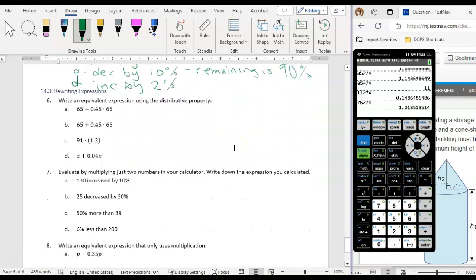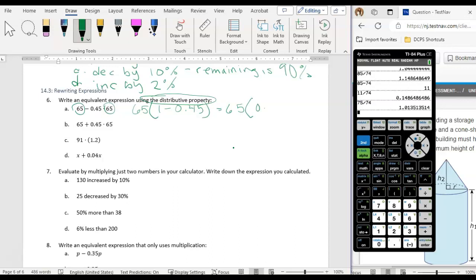It says write equivalent expression using the distributive property. So again, same thing here. We're going to factor out 65. We have 1 minus 0.45. This says write an equivalent expression using the distributive property. So you can leave this as is because it's showing the distributive property here. If you want to rewrite it as 65 times 0.55, you can. All right. Here, factoring out 65 again. 1 plus 0.45.